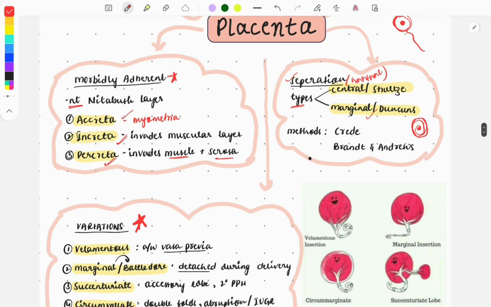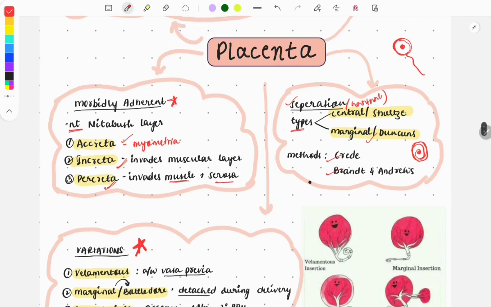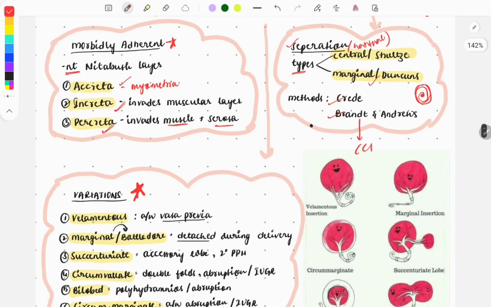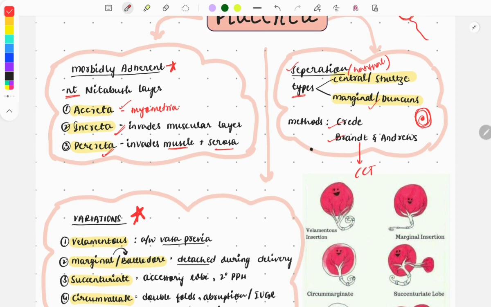There are two other methods for the separation of the placenta, which are the Credé's method and the Brandt-Andrews method. For controlled cord traction of the placenta, which is a part of the active management of the third stage of labor, the Brandt-Andrews method is preferred. So let's discuss another important thing: this morbidly adherent placenta, how will you manage the patient? We need to do a hysterectomy, and this is called an obstetric hysterectomy, because due to the obstetric condition we are removing the uterus, and later we will give methotrexate or actinomycin.